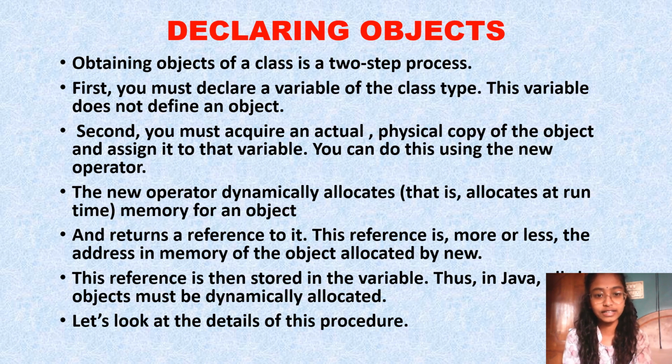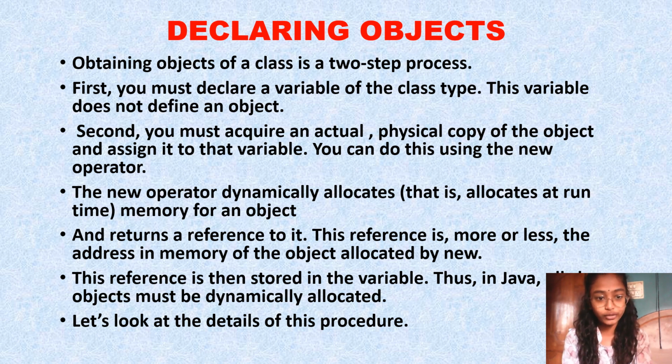Next, let us discuss declaring an object in depth. Obtaining an object of a class is a two-step process. First, you must declare a variable of the class type. This variable does not define any object. Second, you must acquire an actual or physical copy of the object and assign it to the variable. You can do this by using the new operator.